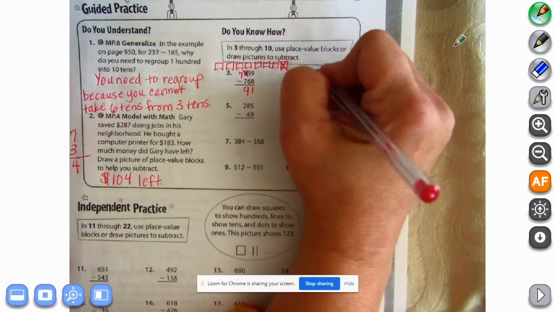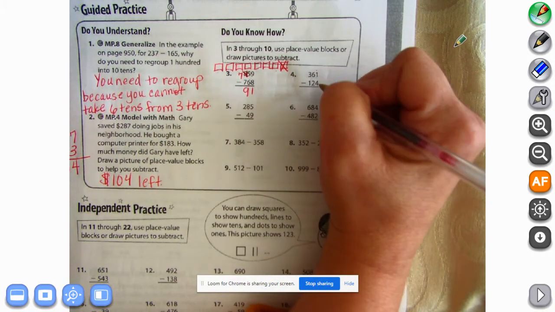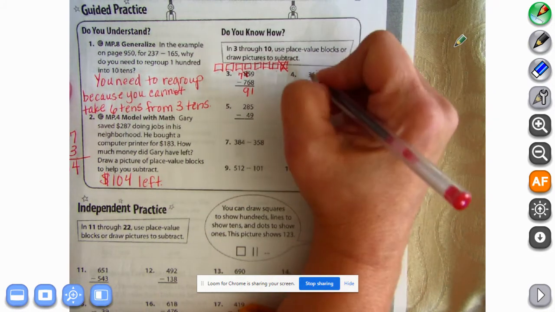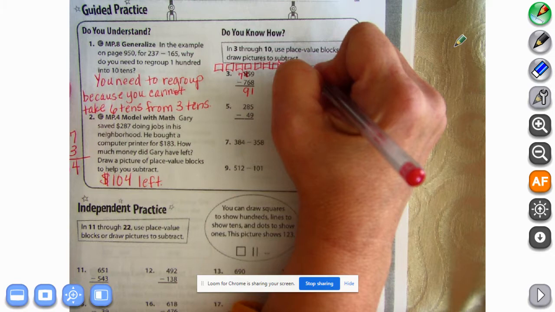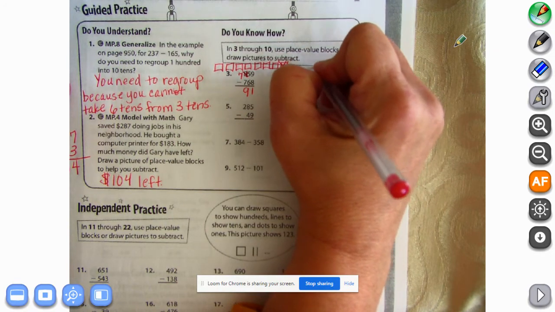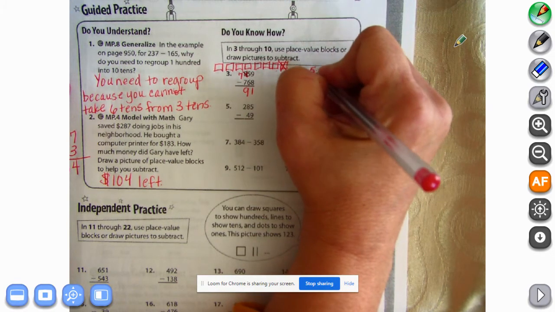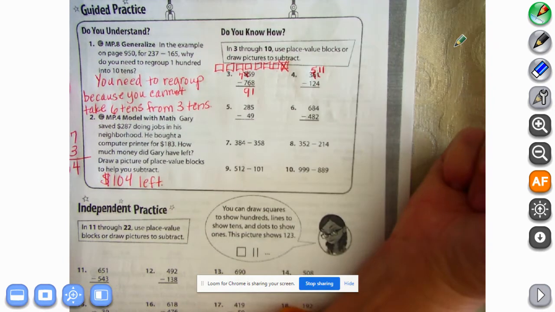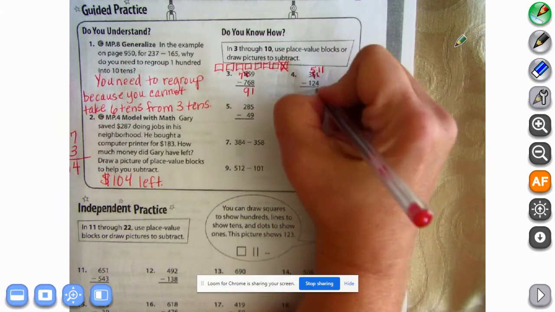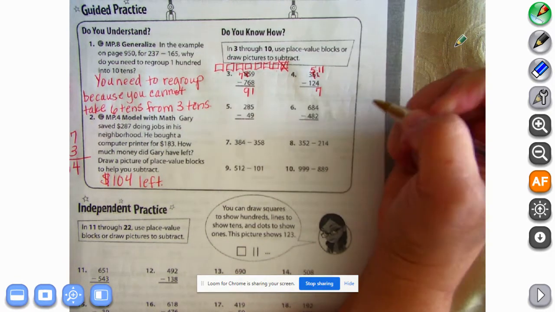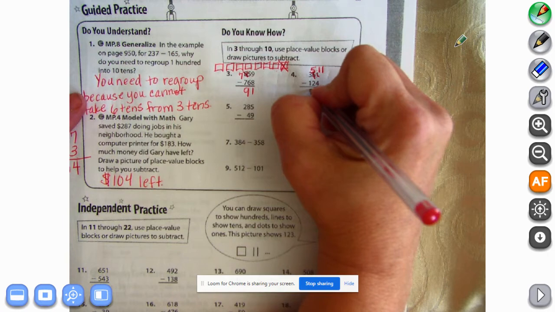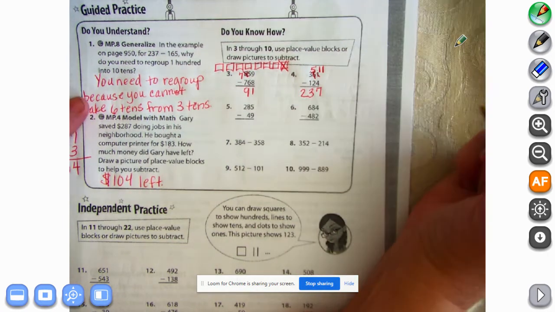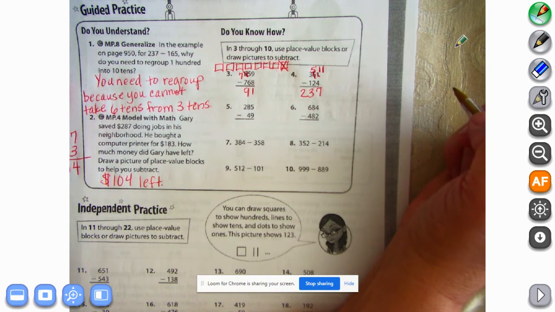So 361 take away 124. So 4 ones, I can't take 4 ones out of 1 one. So we're going to go over here and take a group of 10. So that leaves 5 tens left here. And we're going to add that group over here to make that 11. 10 plus 1 is 11. So 11 minus 4 we can do. That is 7. 5 minus 2 is 3. And 3 minus 1 is 2. So your answer should be 237.